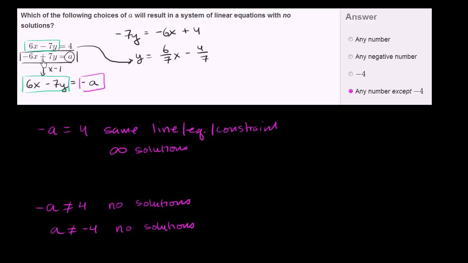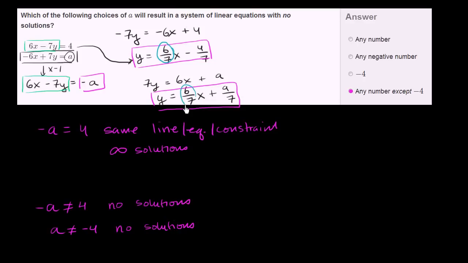Now the second one, I'll just start with exactly what they gave us. Let me add 6x to both sides. So this is the second one. If I add 6x to both sides, I get 7y is equal to 6x plus a. And then if I divide both sides by 7, I get y is equal to 6/7 x plus a over 7. So notice, in slope-intercept form, our first equation looks like that. And in terms of a, our second equation looks like that. So they definitely already have the exact same slope.